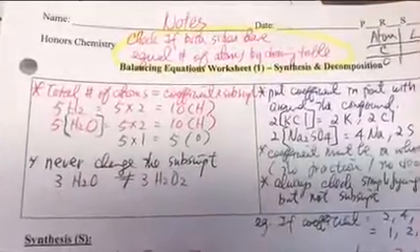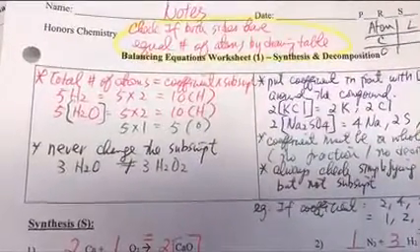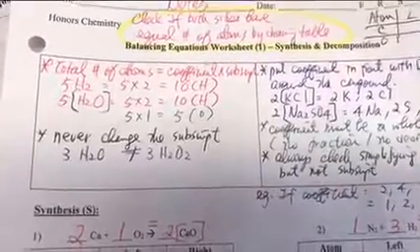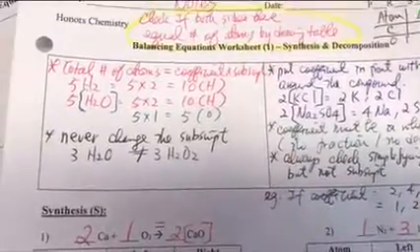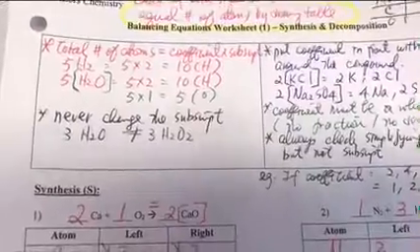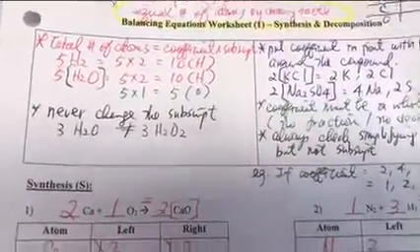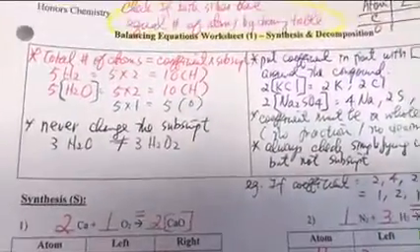First of all, balancing an equation means you have to get both sides of the atoms equal. So if you have 5 carbon on the left-hand side, you need to have 5 carbon on the right-hand side. That would be balanced. You cannot have 3 carbon on the left-hand side and 5 carbon on the right-hand side. That would not be balanced.